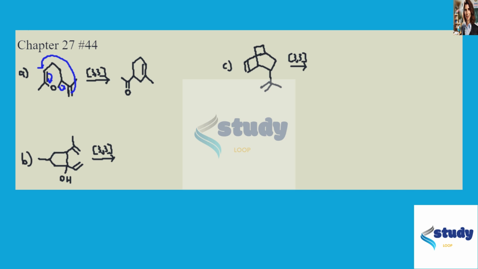So for B, we can start the same way by drawing the movement of electrons. And so like that, and like that. And again, once we know how these electrons are going to move, it becomes much more straightforward to draw the product.